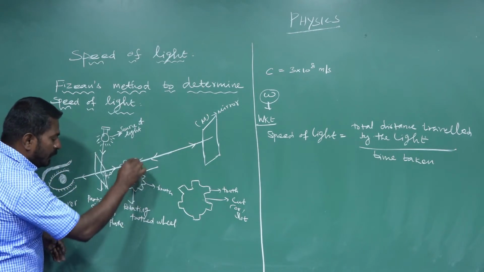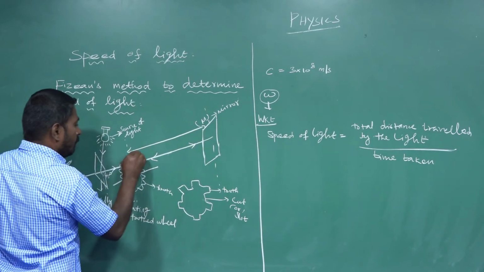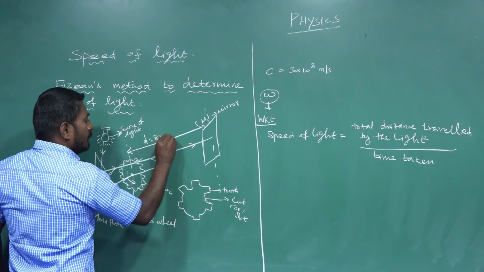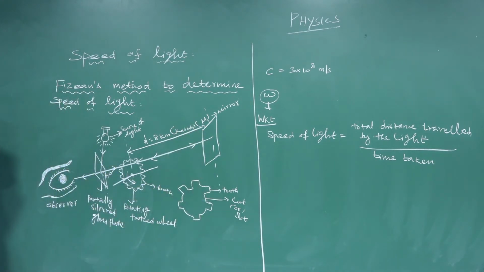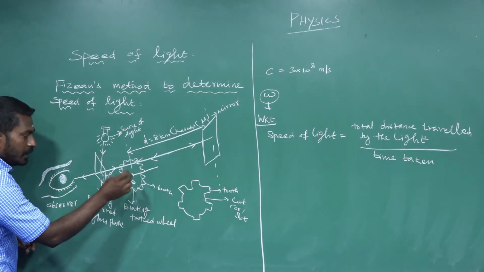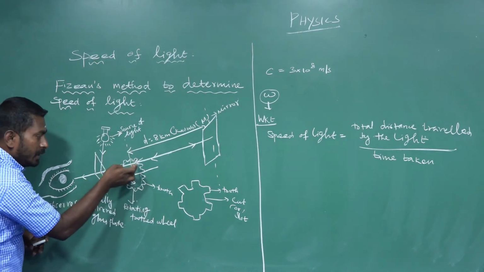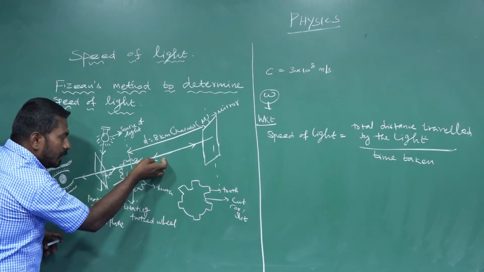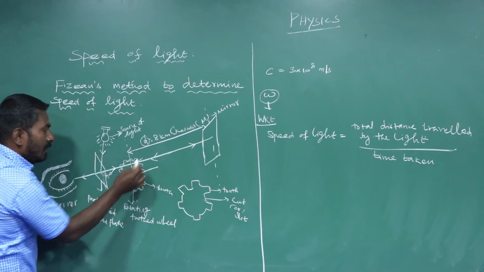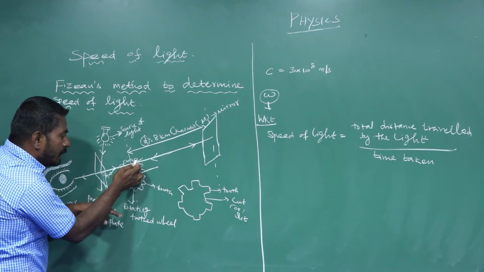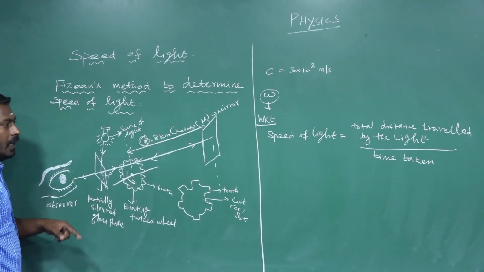Here the distance between the rotating toothed wheel and the perfectly reflecting mirror is small d, which is equal to 8 kilometer. It is a known value. Fizeau increases the angular speed of the rotating wheel from 0 to omega. Light travels through one of the cuts and is blocked by the adjacent tooth. So the distance traveled by the light, d, is the light passing through one of the cuts to reach the perfectly reflecting mirror. That value is d, which is equal to 8 kilometer.